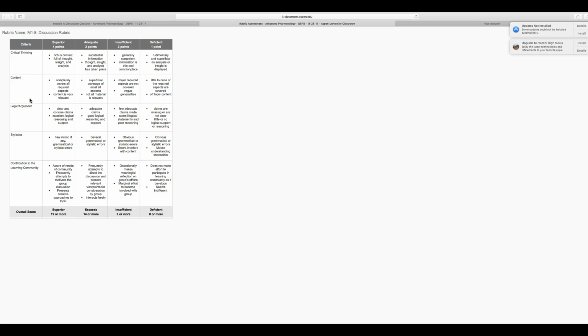Logic and argument. If you're making claims, are they clear and concise, and are you using logic and reasoning to support it? So are you using research and evidence, and does it come from a good site? Are you using WebMD, or are you using an actual scholarly article? Style, which is obviously APA format and grammar. And then contribution to learning is how you actually perform in your discussion.